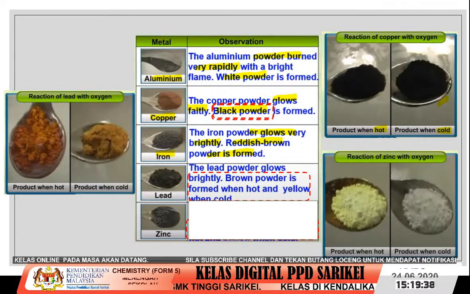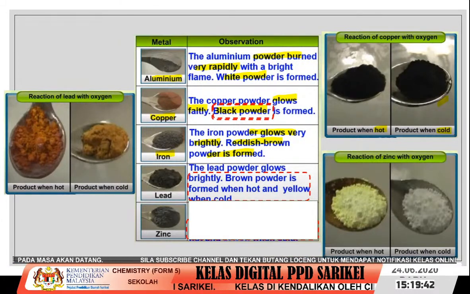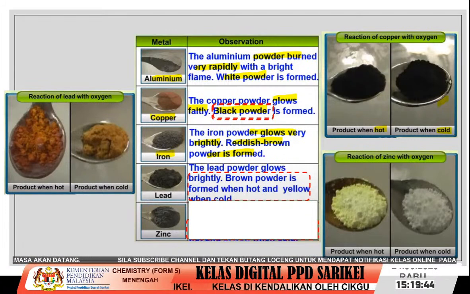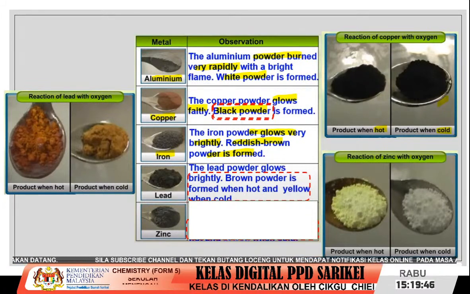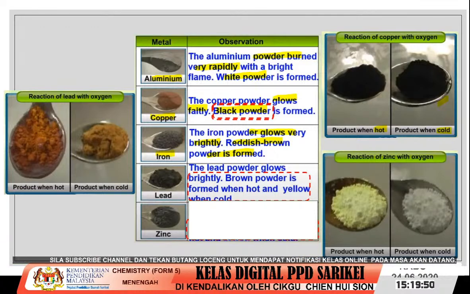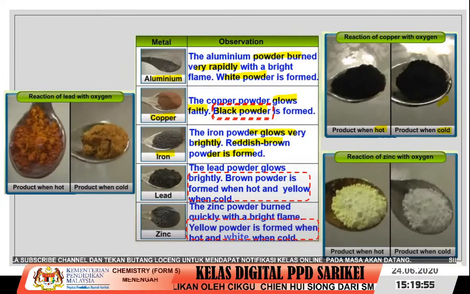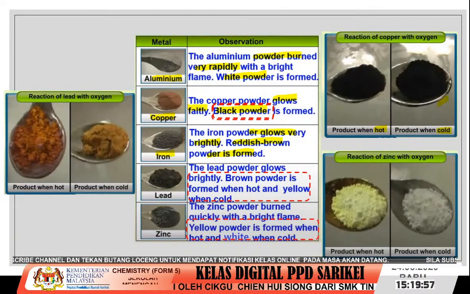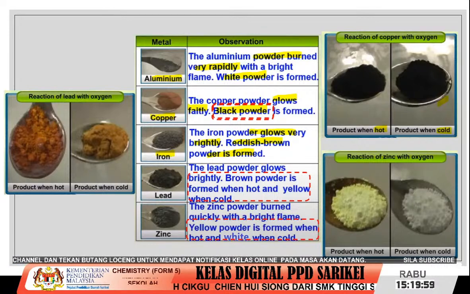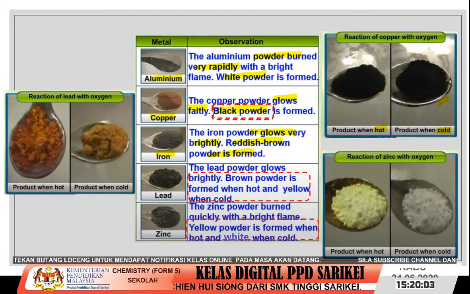This is the color of zinc oxide. Zinc oxide is another thermochromic metal oxide. Zinc oxide is able to change its color. It is yellow when hot and white when cold. So zinc powder burns quickly with a bright flame. Yellow powder is formed when hot and white when cold.